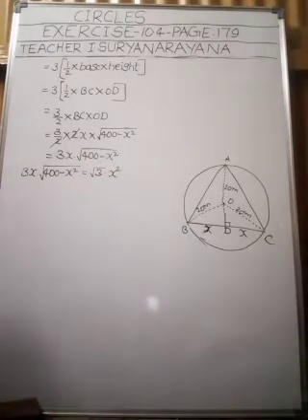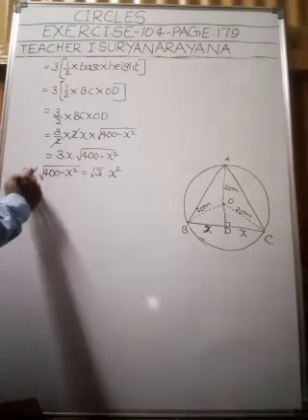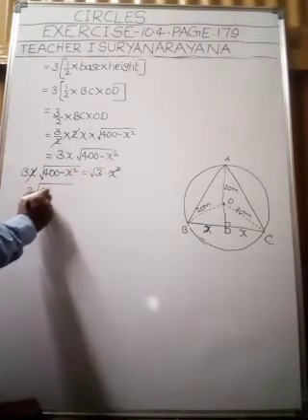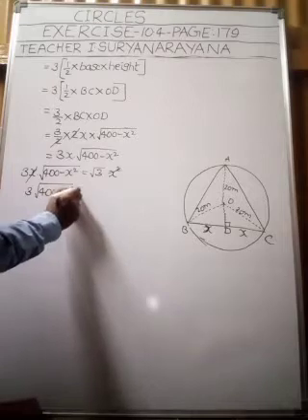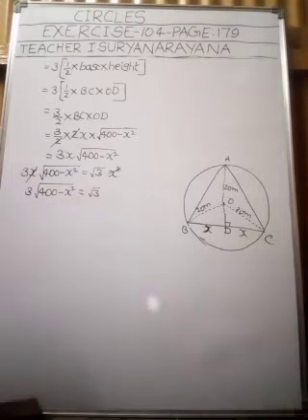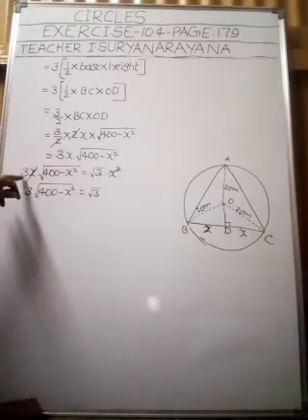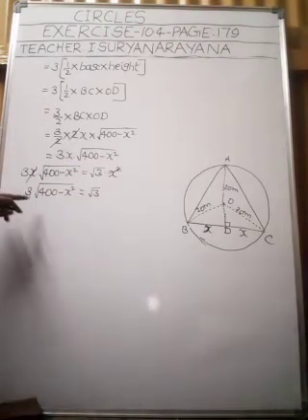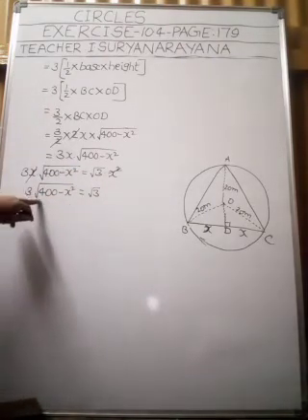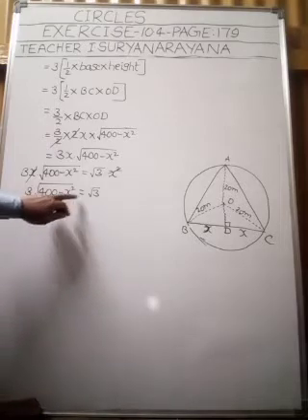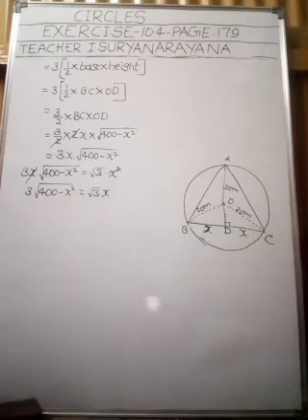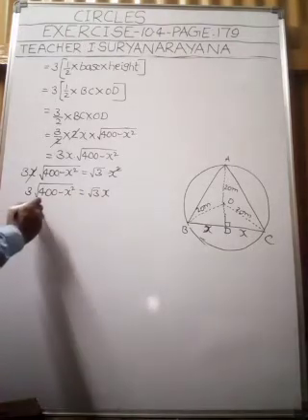Okay, my children, understood this step? Here x gets cancelled. 3 into root of 400 minus x square is equal to root 3 x. Understood this step, my children? We have cancelled x on both sides. Then we got 3 into square root of 400 minus x square is equal to 3x. Okay, my children. Now squaring on both sides.